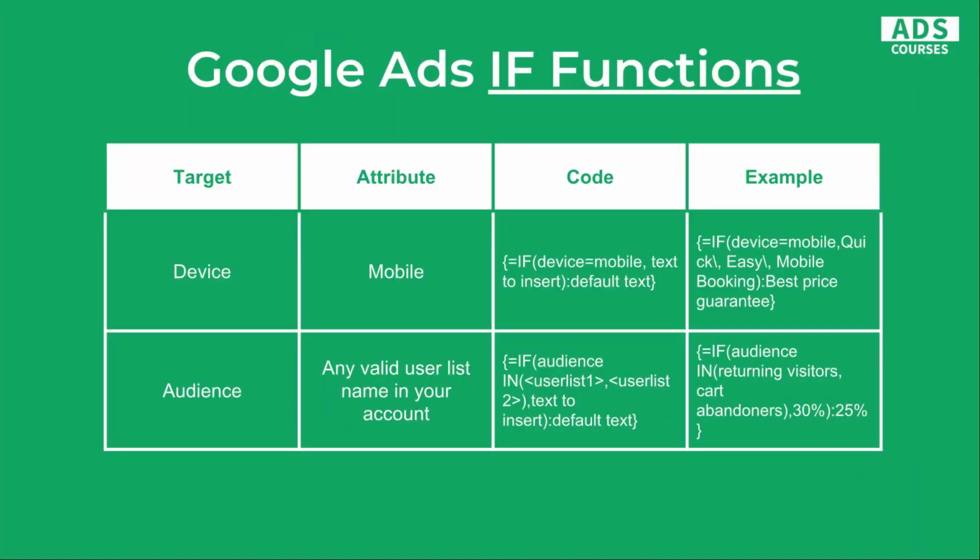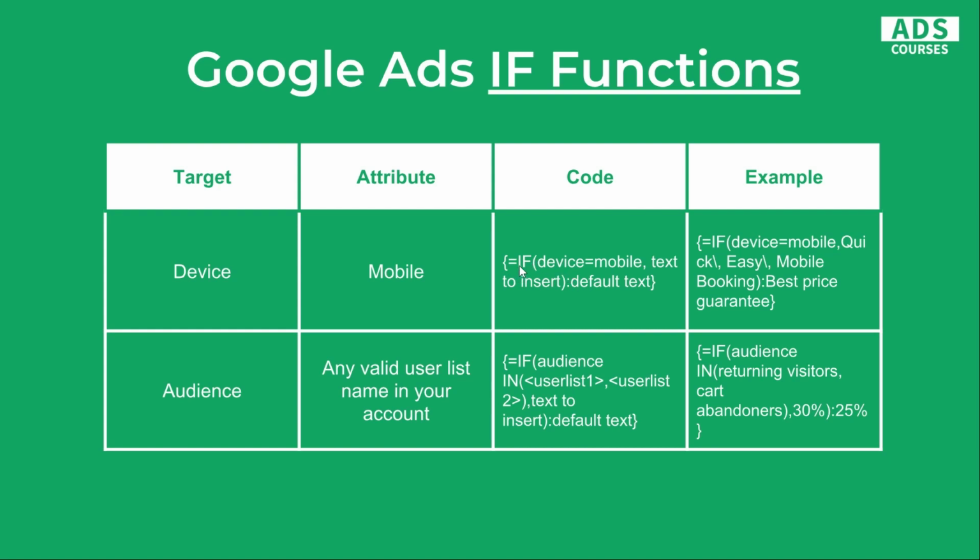Okay, so what are the if functions in general? Because at first they may seem complicated, but in practice they are actually easy to use. Using the if functions, you can show a different ad text to different targets of your users. So for example, you can show a different headline or part of the headline or description to users who use the mobile device. And the code looks just like this.